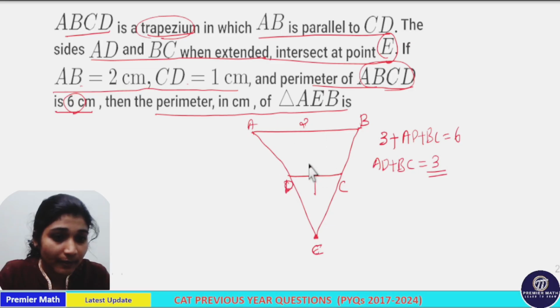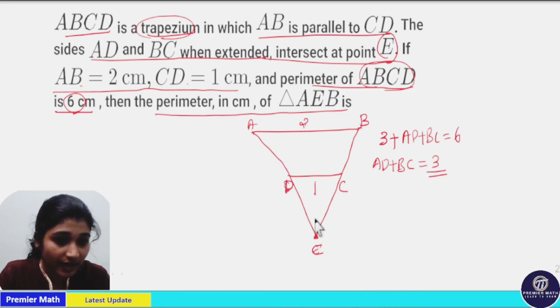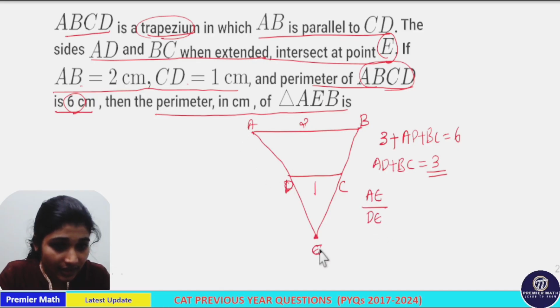Now, these two are parallel. AB and CD are in parallel, which means you can write it as if these two are parallel and this is a triangle. Now, I can write AE divided by DE is in the same ratio as BE divided by CE, which is the same ratio as AB by CD.